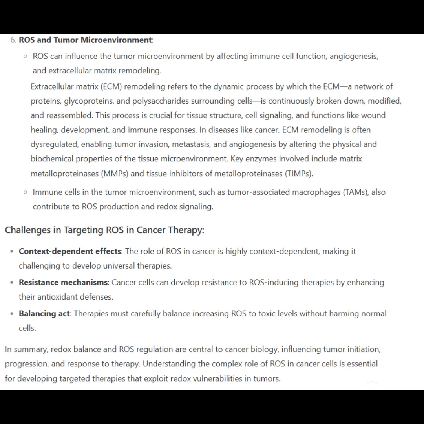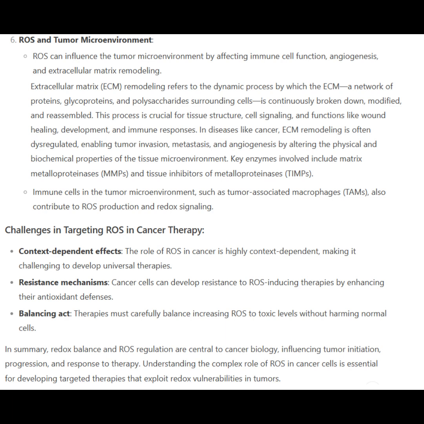ROS and tumor microenvironment. ROS can influence the tumor microenvironment by affecting immune cell function, angiogenesis, and extracellular matrix remodeling. Extracellular matrix, ECM, remodeling refers to the dynamic process by which the ECM, a network of proteins, glycoproteins, and polysaccharides surrounding cells, is continuously broken down, modified, and reassembled. This process is crucial for tissue structure, cell signaling, and functions like wound healing, development, and immune responses.